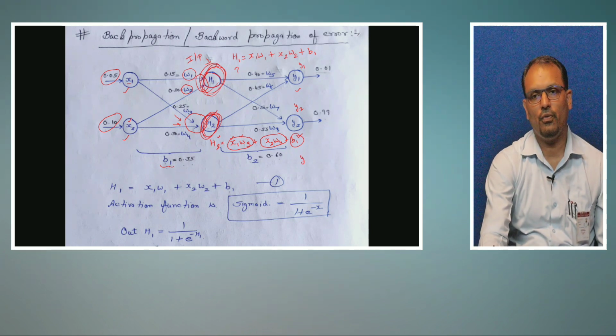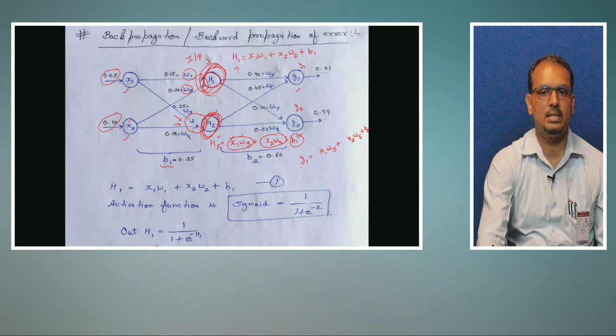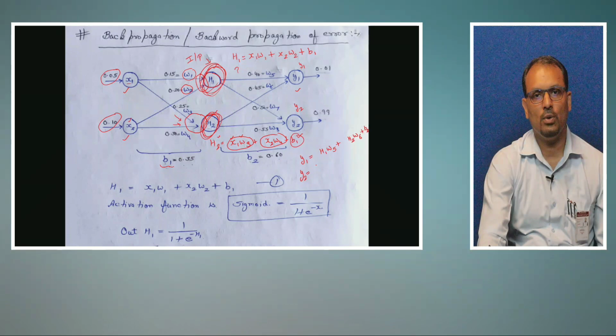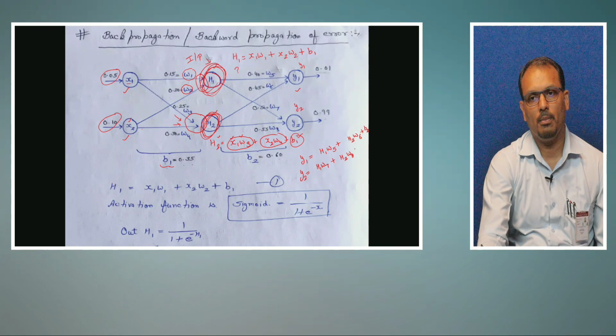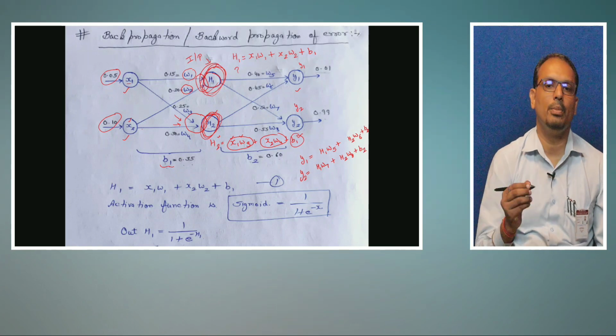What is my equation of y1? h1 into w5 plus h2 w6 plus bias value b2. In the same way, if I want to calculate y2, what is my y2? h1 w7 plus h2 w8 plus bias value b2.